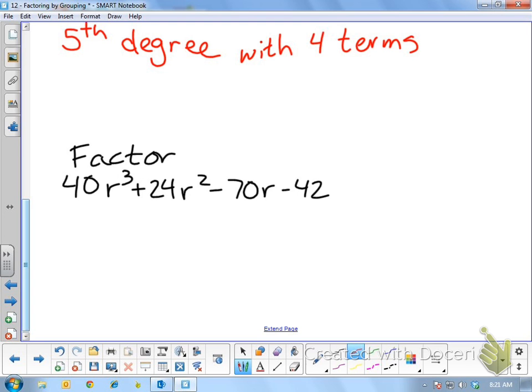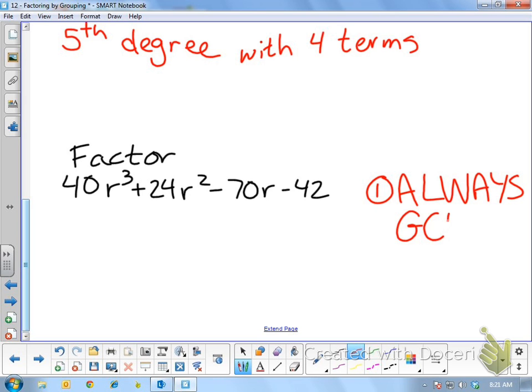So first, with any type of factoring, it doesn't matter what process we do, we always check for a greatest common factor. Draw an angry face, because we can't forget this. Okay. Always check for a greatest common factor.